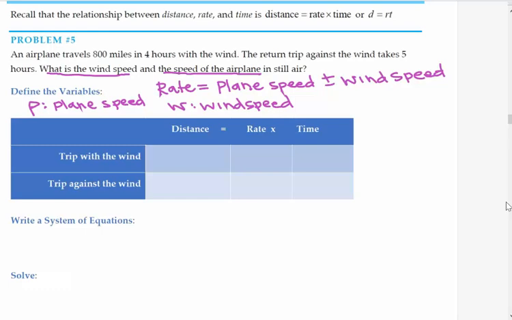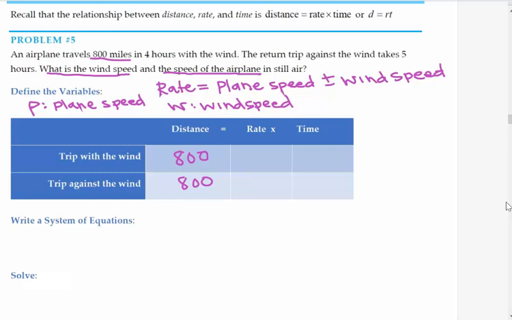Okay, so let's think what we know here. So we're going to fill in this column with distance. Well, it tells us we're going to travel 800 miles. And this is a round trip, so I'm going 800 miles with the wind, and then on the return trip, 800 miles against the wind.